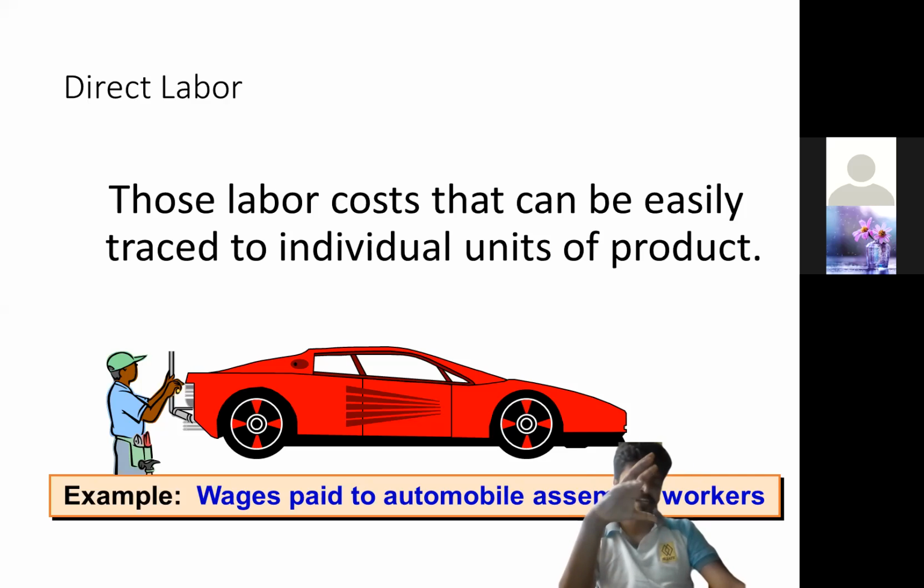Then when it becomes direct labor cost, direct labor in the sense we can simply say those labor costs that can be easily traced to individual units of product. So simply we can say, as an example, wages paid to automobile assembly workers. Automobile assembly workers, then at that time we need to pay a piece rate.